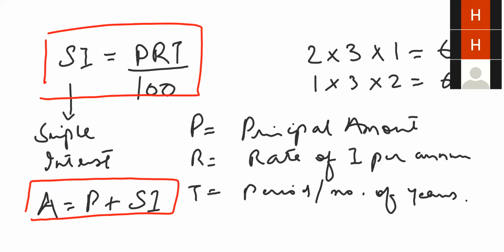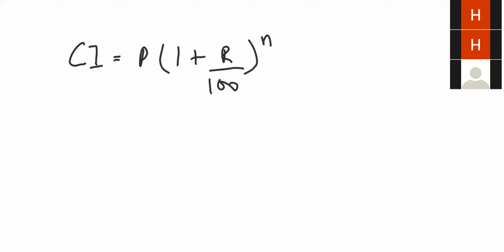Now coming towards our compound interest. Compound interest holds the formula: compound interest is equal to P times (1 plus R over 100) raised to the power n, minus P. So this is the formula for your compound interest. In this formula, your CI represents your compound interest, of course.